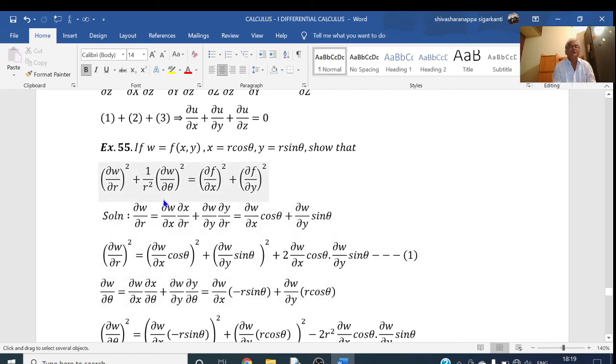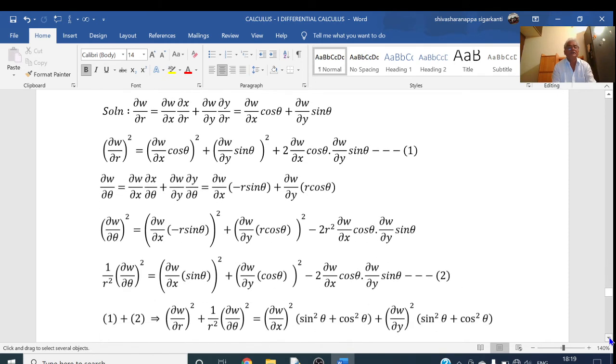Now next what I do is I will divide this by r square. Squaring this one, we get (dou w by dou x into minus r sin theta) square plus (dou w by dou y into r cos theta) square minus 2ab, because here we have a minus sign, minus 2r square dou w by dou x sin theta into dou w by dou y cos theta.